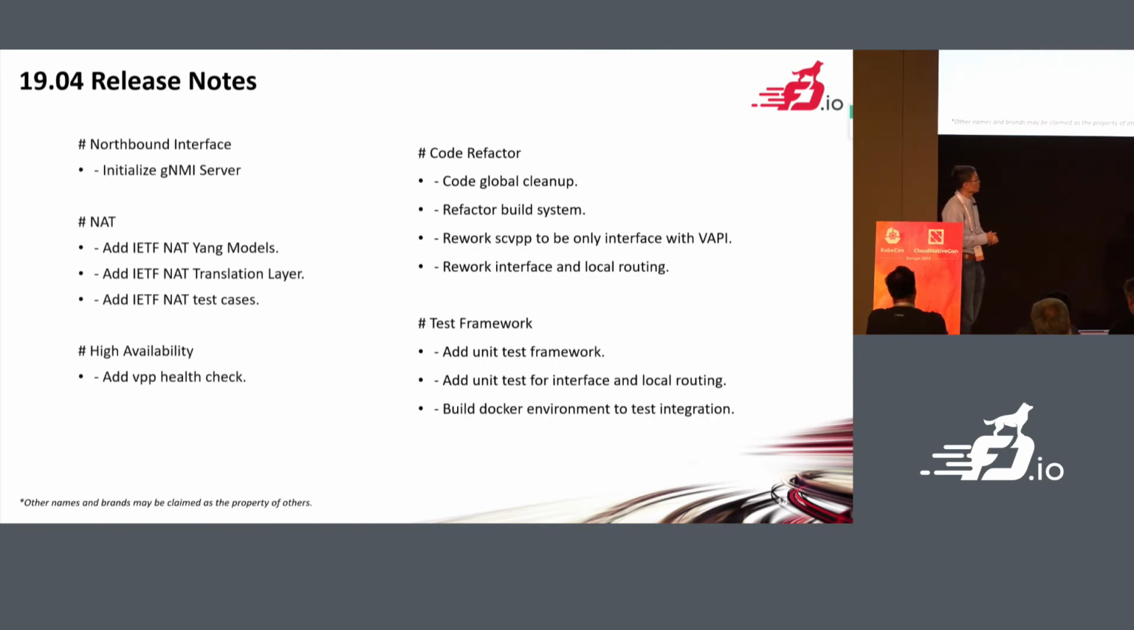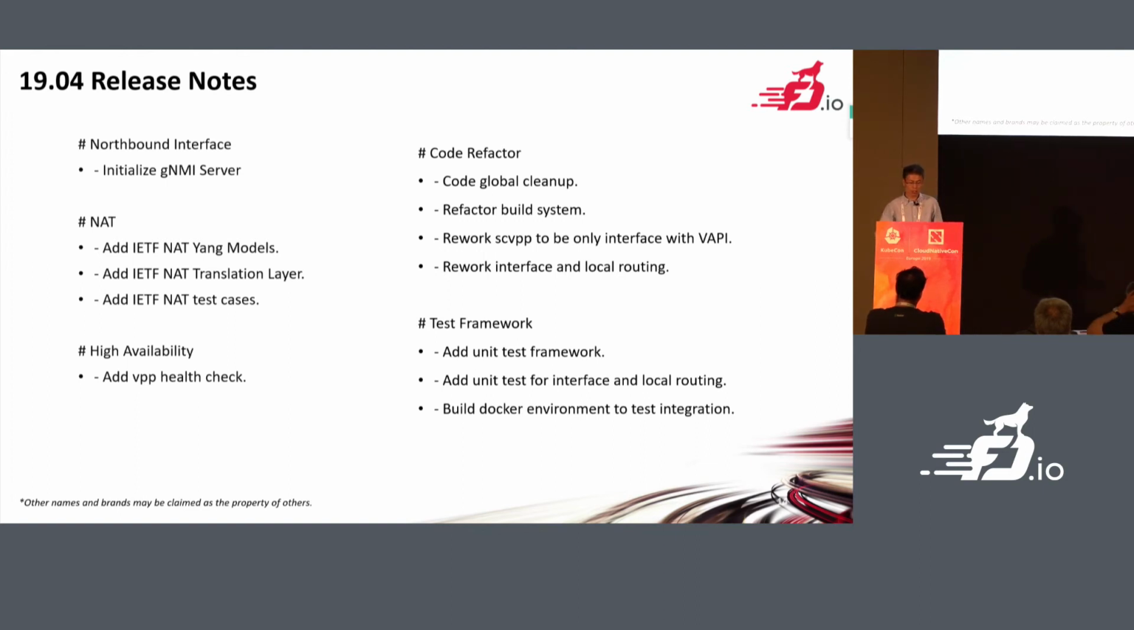For the last release, the 1904 release, we also provide more features. One is the initialized gNMI server, and we also added support for the IETF Netconf Yang models and the translation and the test use case. And for high availability, we also support the VPP health check.